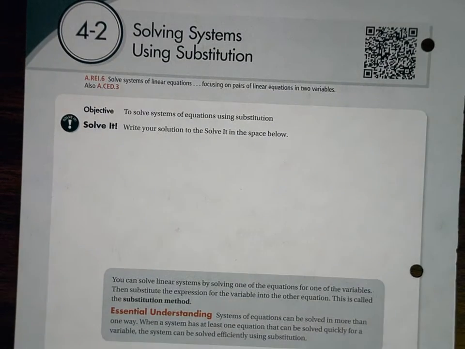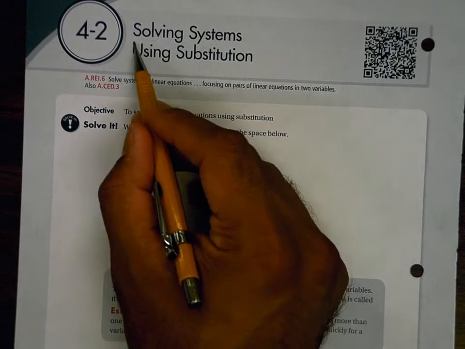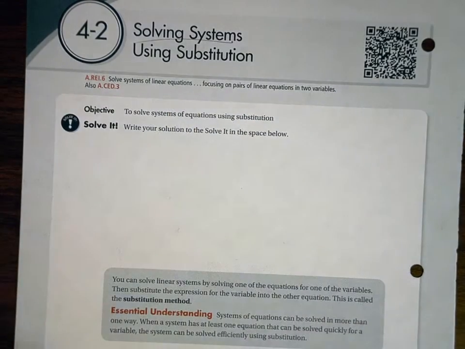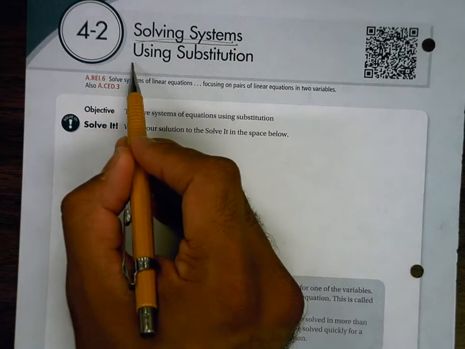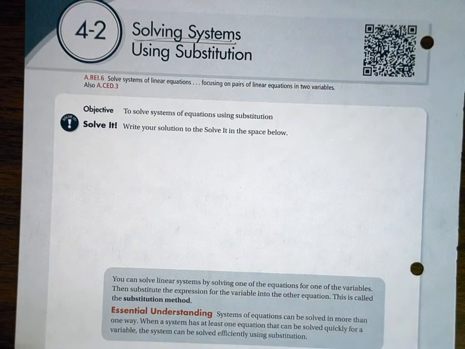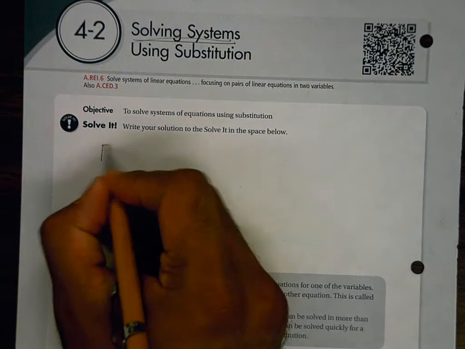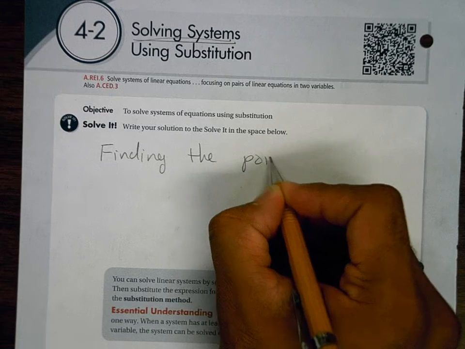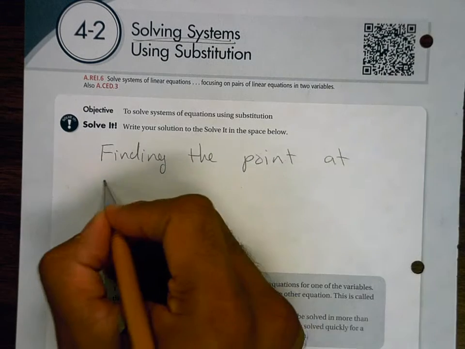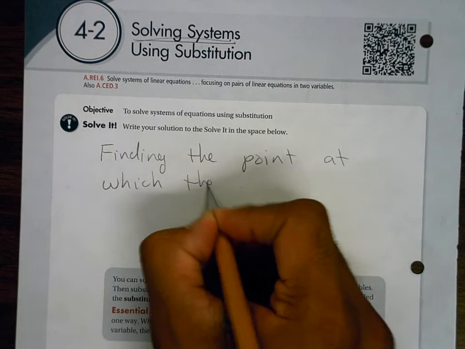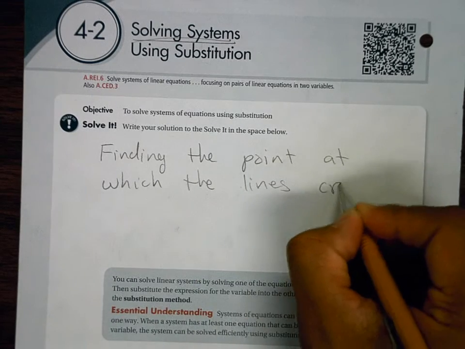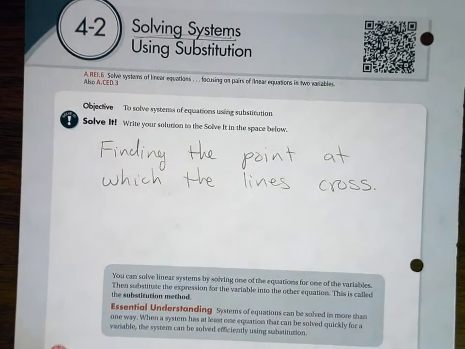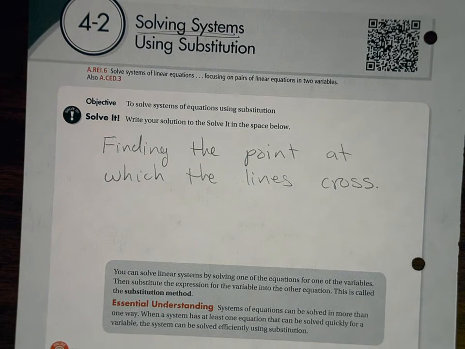This is Math 1, Section 4-2, Solving Systems by Using Substitution. And remember, whenever you see solving systems of equations, the method we're using is substitution. But solving systems is always the same thing: we are finding the point at which the lines cross. So what we're going to do is be introduced to an algebraic method.